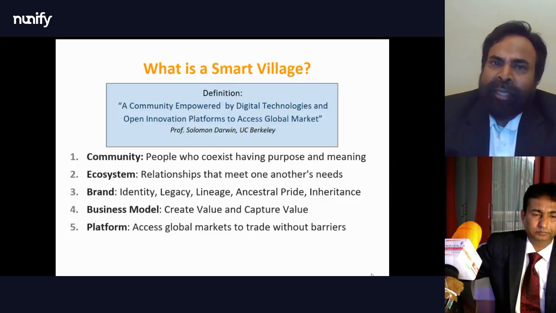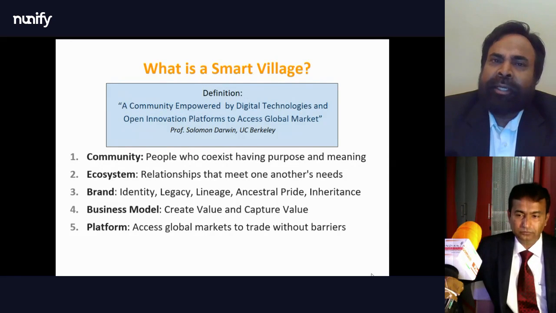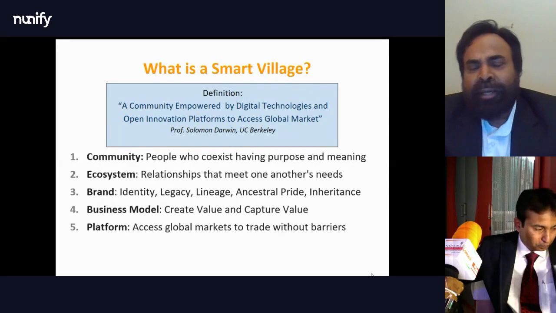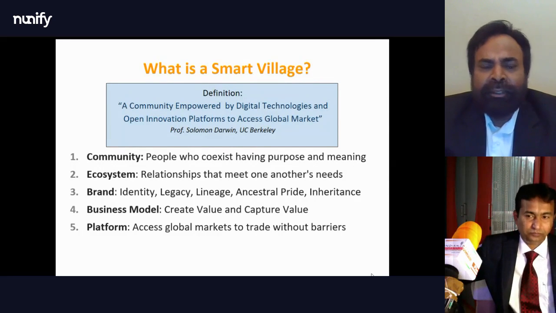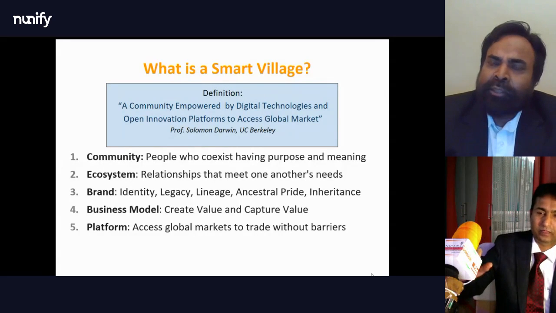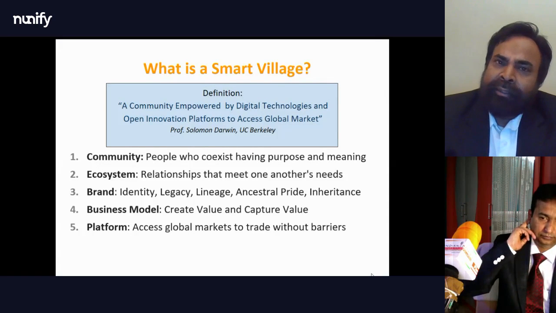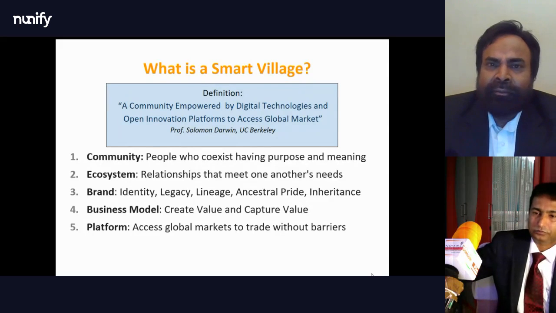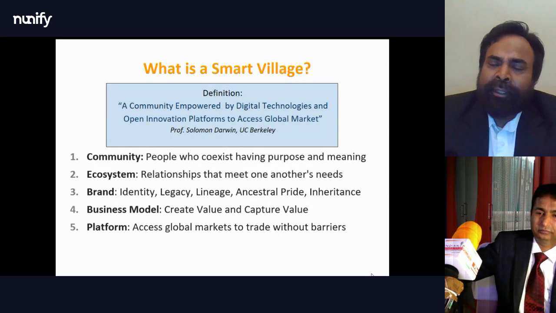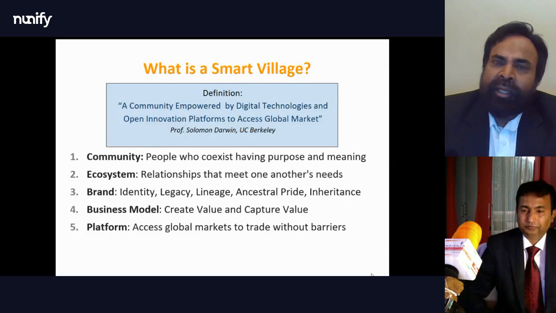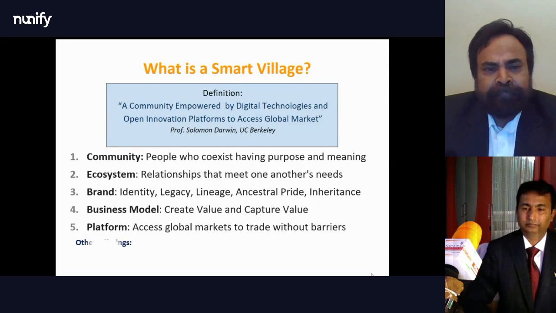But it is also a platform in today's world of technology, because it gives you access to global markets. You can trade without barriers, on frictionless platforms, without middlemen, eliminating all of them. This is empowerment. This is what a smart village is. And this doesn't cost investment. It just needs our will and passion, for our government and us to make it happen. And because it's free, it doesn't really need a lot of capital, right?